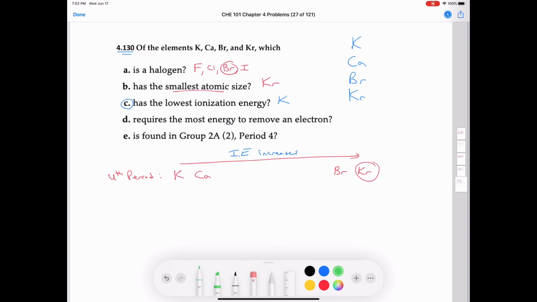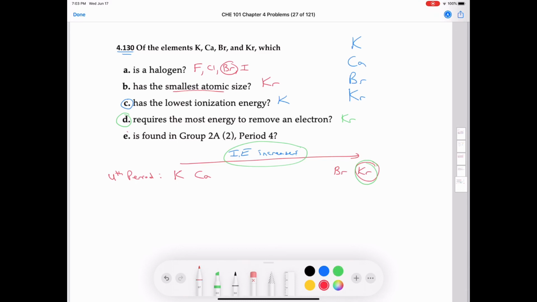The next one asks us which one will require the most energy to remove an electron. Well, the energy to remove an electron is the ionization energy. So basically we're looking for the element that has the highest ionization energy. And since I put the trend of ionization energy right here, we know that krypton is going to have the highest ionization energy because it's the smallest of all of these elements, and therefore the electrons are closer to the nucleus. It's harder to remove that negatively charged electron from the positively charged nucleus.